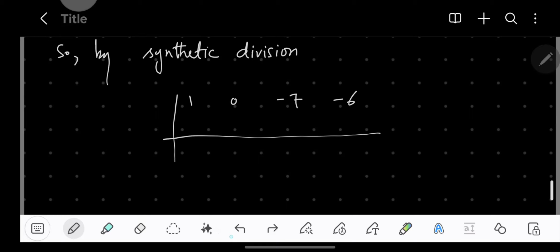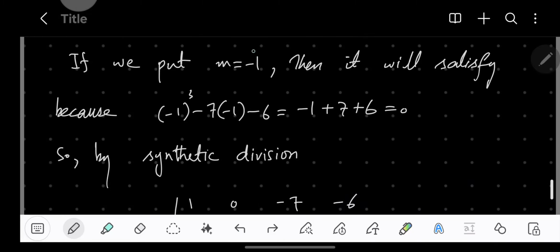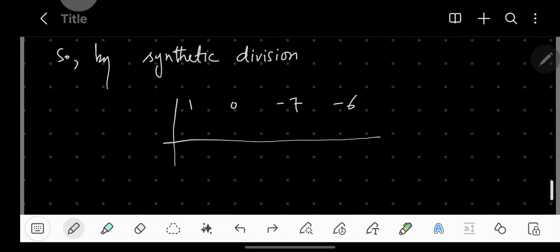Okay. Then what is the initial root? The initial root is m is equal to minus 1, which we have obtained by a guess. So I will write that initial root here, and I will take the first value as it is.